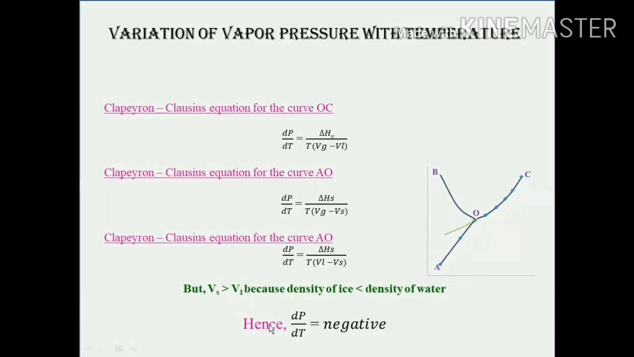And this could be easily explained by the Clapeyron-Clausius equation. We'll try to correlate what the applications of this negative slope are with respect to the temperature and vapor pressure. So this is the curve which shows the negative slope, which was proved by the Clapeyron-Clausius equation. And why does that happen? Because the volume of the solid is greater than the liquid phase in the case of water, or in other words, the density of ice is lesser than that of water.